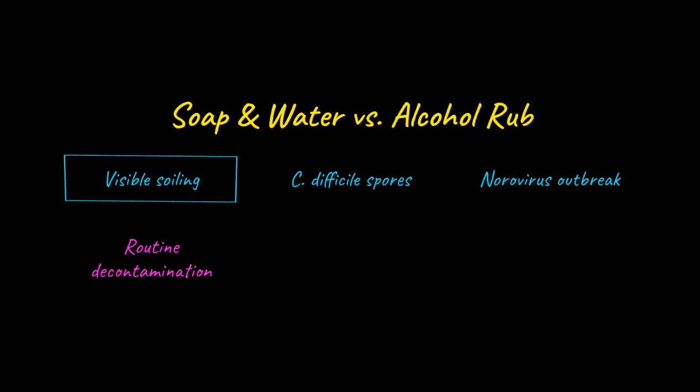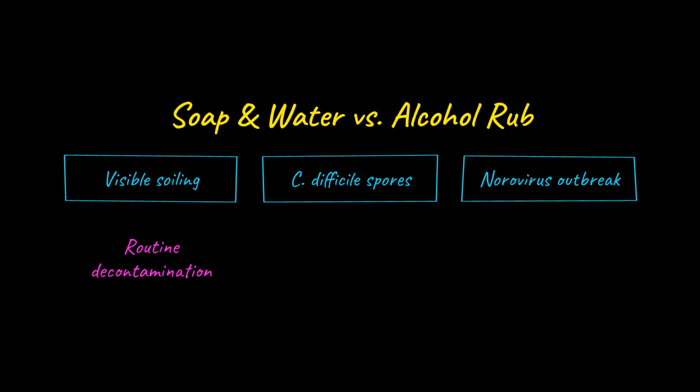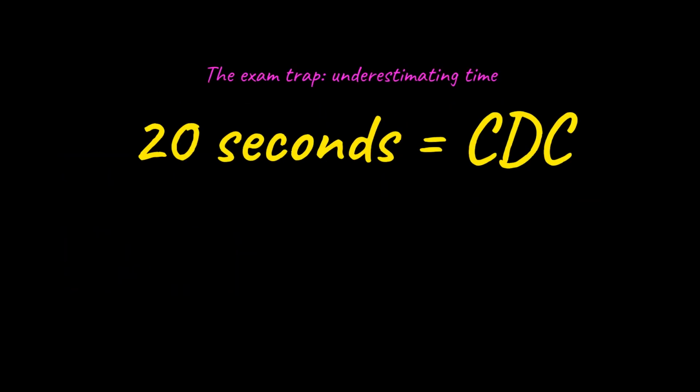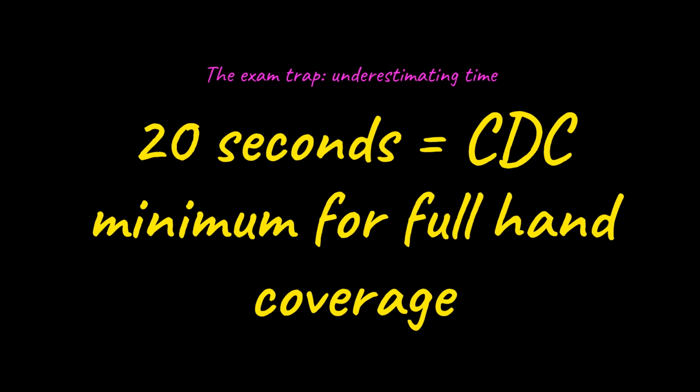The two methods are not interchangeable. Soap and water is required for visible soiling, C. difficile spores and norovirus outbreaks. Alcohol-based rub is preferred for routine decontamination when those conditions are absent. Both take roughly 15 to 20 seconds, but the situations differ critically. Remember, 5 seconds is a rinse, 10 seconds misses the fingers and nails, and 20 seconds is the floor that guarantees comprehensive friction across all hand surfaces. When the question asks for the minimum scrubbing time, the answer is always 20 seconds.